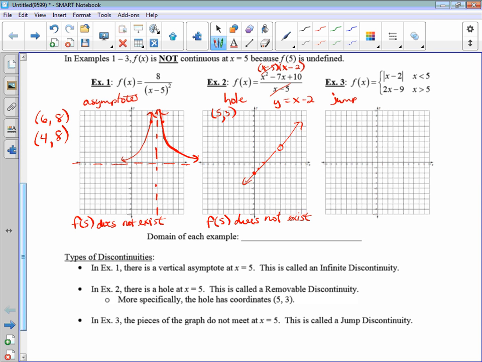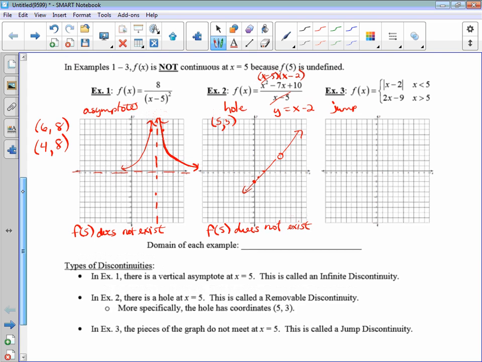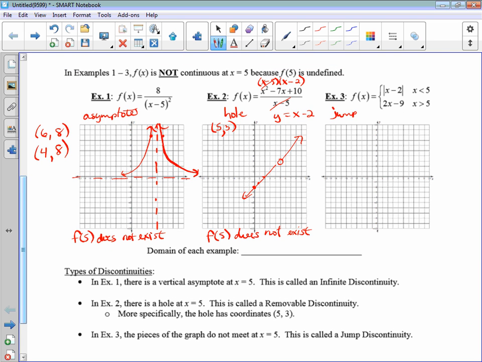Okay, so we need to sketch our piecewise graph here. To start with, this says x is less than 5. So I'm going to plug a 5 into that first equation. What do I get? 3. So you said, yeah, good. 5, 3. And is that going to be an open dot or a closed dot? Open.